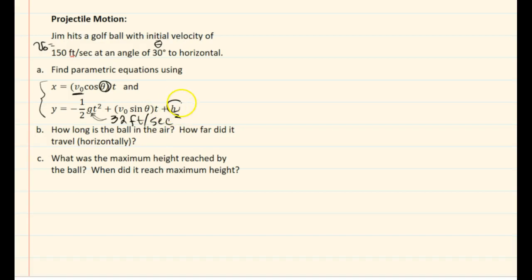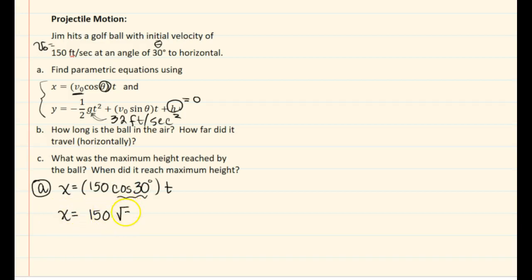We also need to find the initial height. Because he's hitting a golf ball, we're going to assume that he's hitting it off the ground, so our initial height is going to be 0. So now that we have all our information, let's see if we can come up with our parametric equations. For x, we know it's going to be our initial velocity of 150 feet per second times cosine of 30 degrees times t. We actually know the value of cosine of 30 degrees, so x is equal to 150 times the square root of 3 over 2, so this is going to be 75 square root of 3 times t.